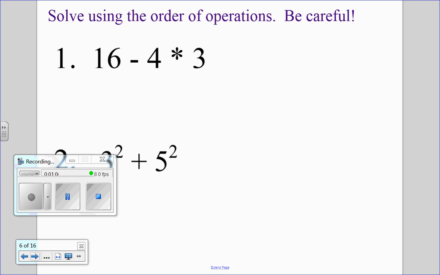So make sure you're doing your parentheses first, your exponents next. Multiplication and division actually happen at the same exact time from left to right, so I underline and kind of group them as one. And then addition and subtraction happens at the same exact time from left to right.